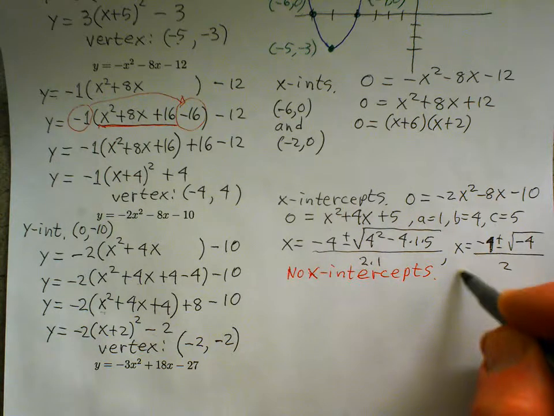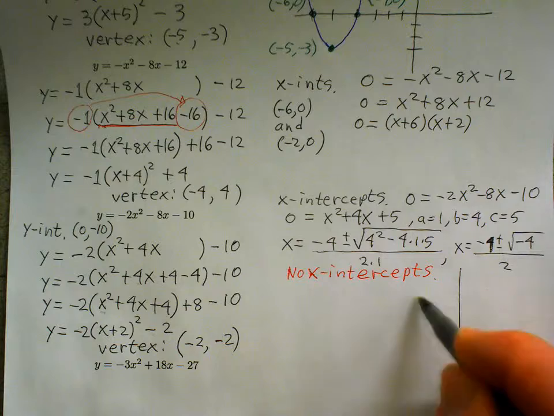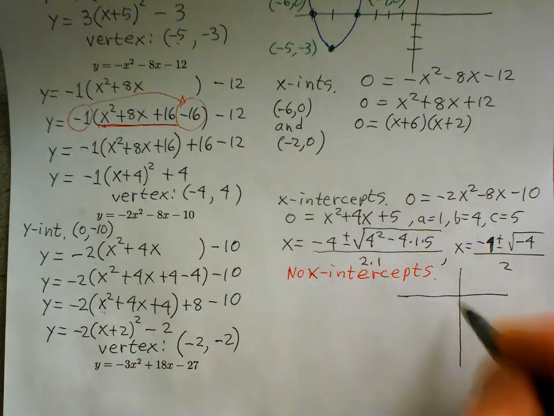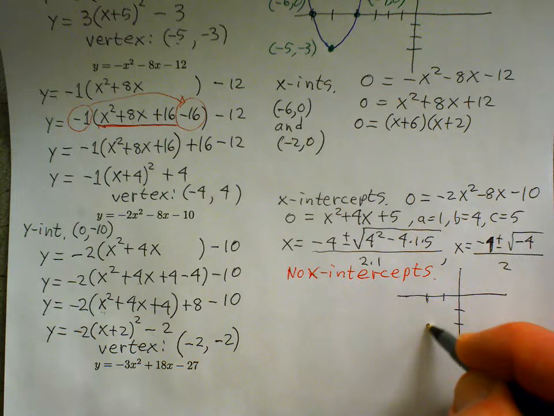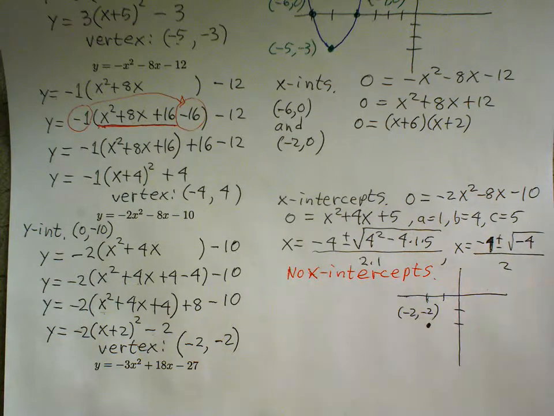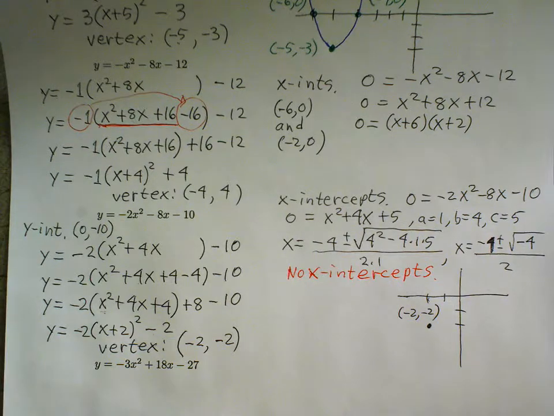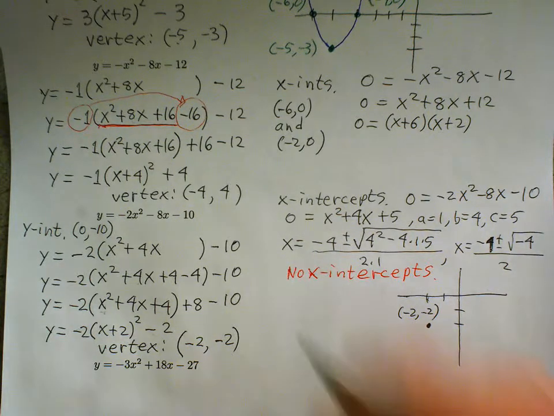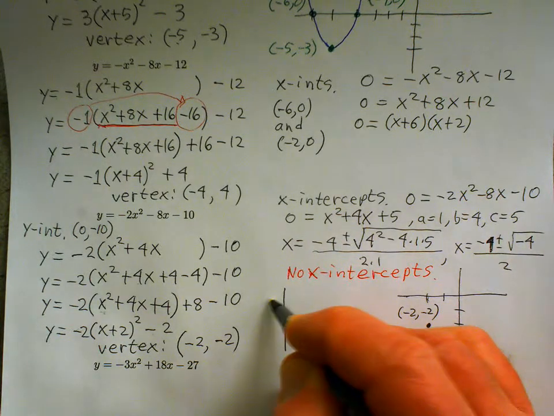Okay, so let's see if we can find a couple of other points. Let's plot the vertex, -2, -2. And let's find a couple of other ordered pairs.